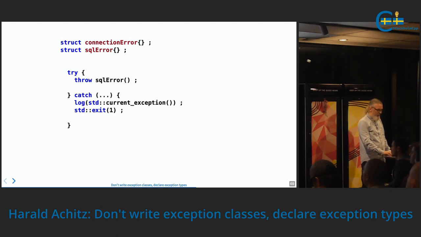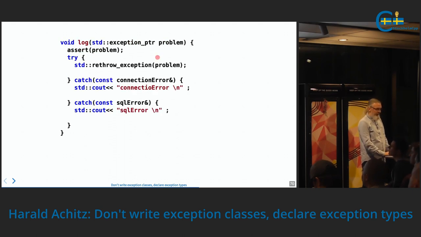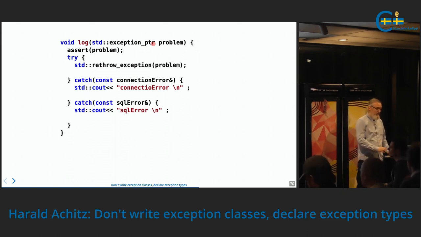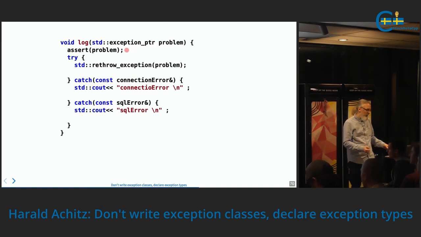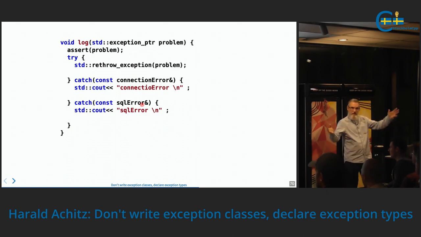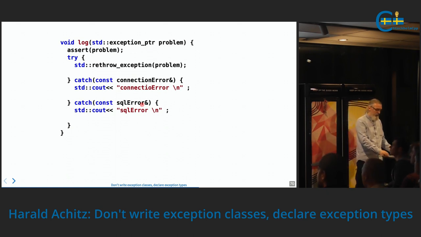And how does log look like? It takes an exception pointer, which is a pointer to something that has been flying around, and you get recurrent exceptions. We don't know it. We have to check that this is something, because it's a pointer, it could be null. Then we rethrow the problem, and then we can do our pattern matching for poor people, catching by type. But in this way, if you have no common base class for exceptions, you can put this in your location for logging, for example, or for other stuff.